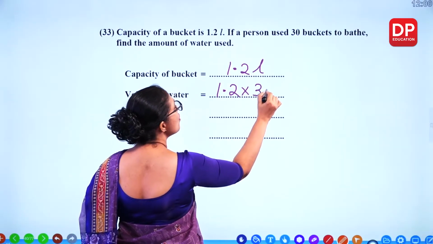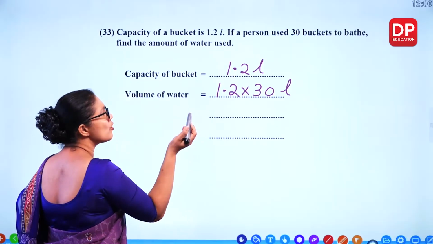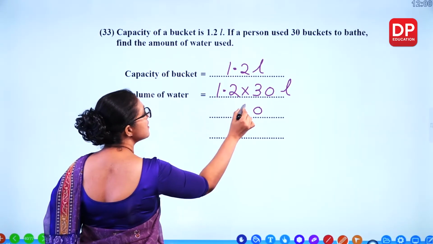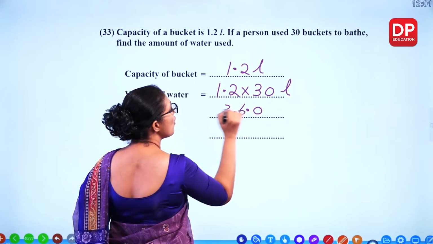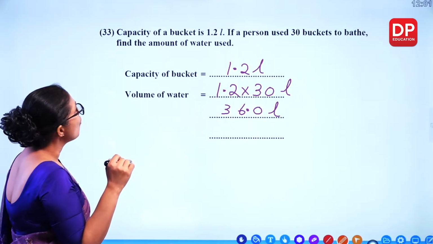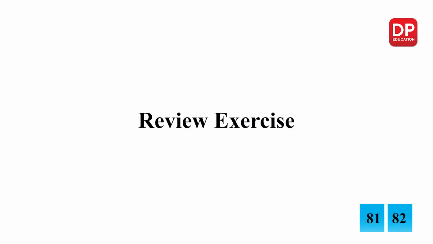1.2 into 30. That's in liters. First, ignore the decimal point, multiply by 30, put 0 and you get 360. And now you can put the decimal point. 36 liters of water needed to bathe. Now we'll look at the review exercise in your textbook.